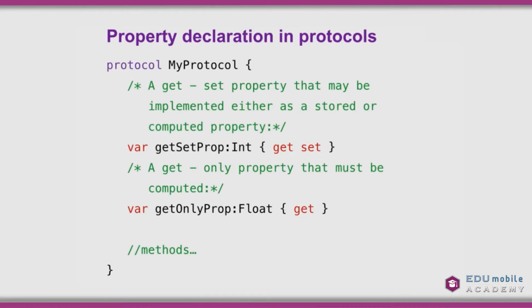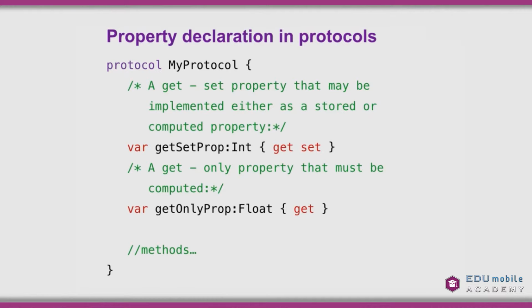A get-only property that must be computed is listed next. var getOnlyProp. Here it's a Float. And then we have the curly braces with get. Now, there's no such thing as a set-only property. So forget about that.